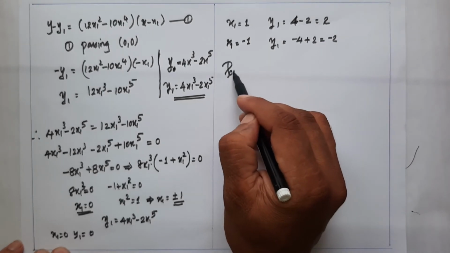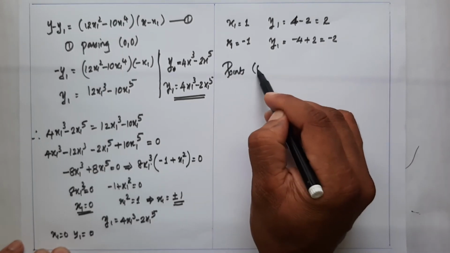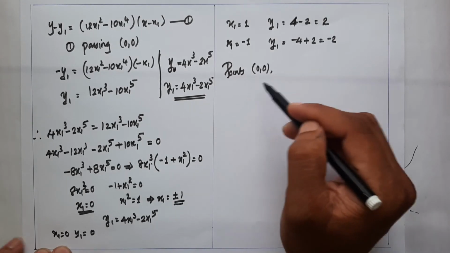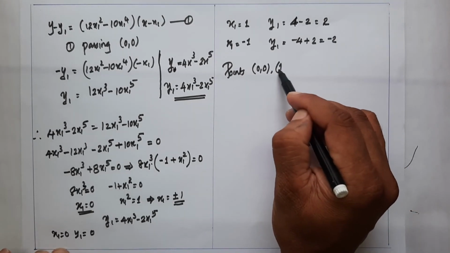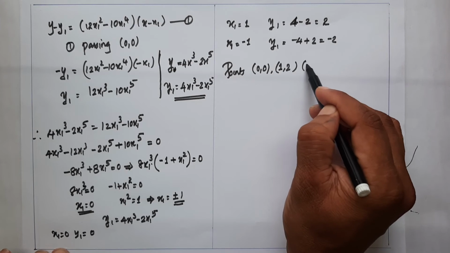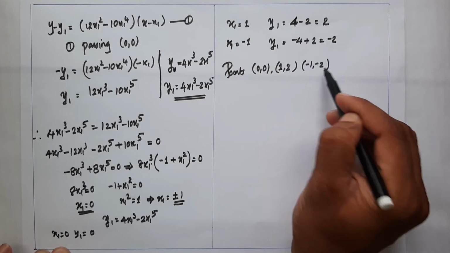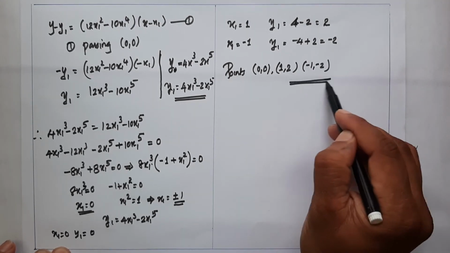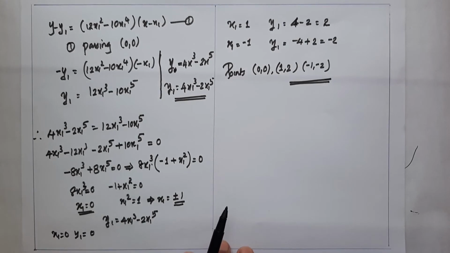Therefore, the required points are 0, 0, which is already given, then the second is 1, 2, and the third point is minus 1, minus 2. That's all. It's a very important question. Try to understand the concept and then find the points.